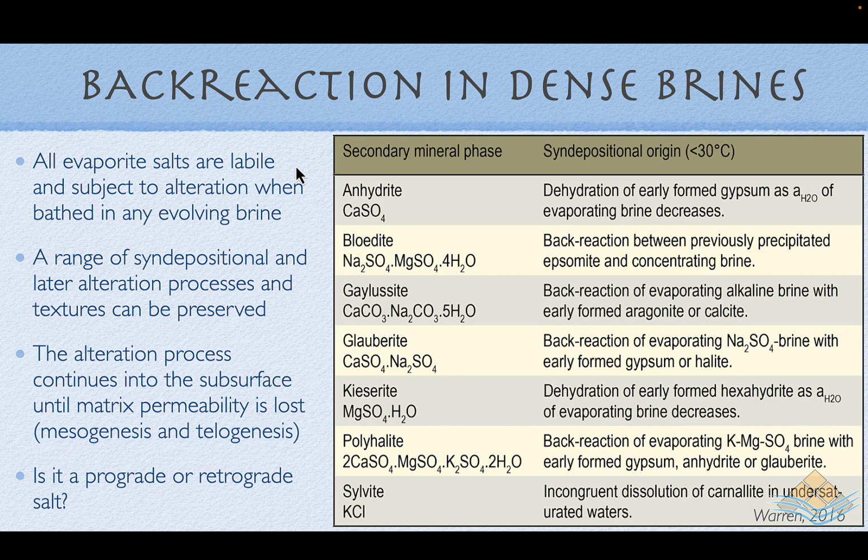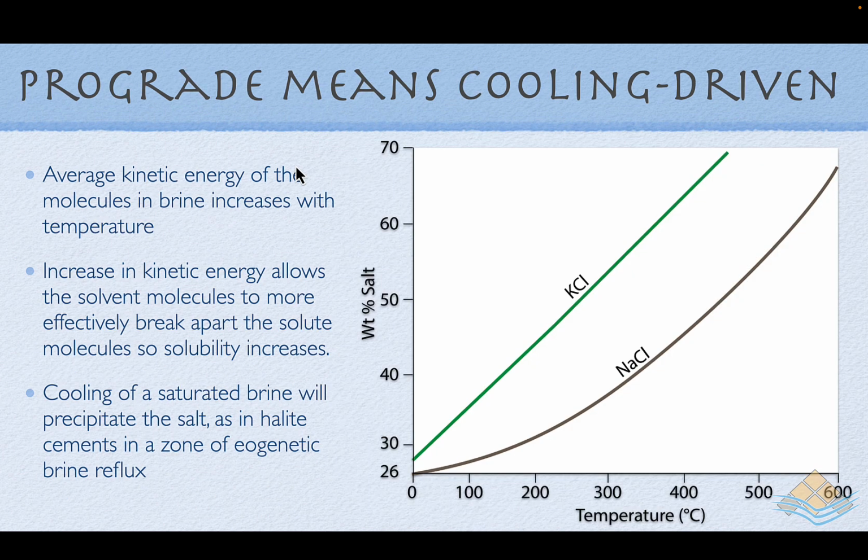The last thing I want to talk about is whether or not the brine contains minerals that are prograde or retrograde. A prograde salt means that if we cool the brine, we will precipitate that salt. It's reflective of the fact that in prograde salts, the average kinetic energy of the molecules in the brine increases with temperature, and that increase in kinetic energy allows the solvent molecules to more effectively break apart the solute molecules, and so the solubility of a prograde salt increases. Halite, sodium chloride, is a prograde salt, as is sylvite, potassium chloride. If we cool a halite-saturated brine, we will precipitate more salt.